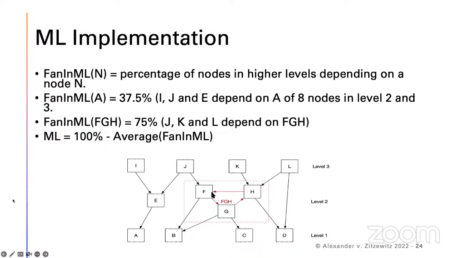FGH also would have a value of 75% because they're used by J, K, and L, that's 3 of the 4 nodes on the highest level. E would have a 50% value because it's used by I and J, 2 of 4 nodes on the higher level. Now you create the average of all those fan-in values, and then you say 100% minus this average to get to the value, the first version of maintainability level. So that's this line here. That's very simple.